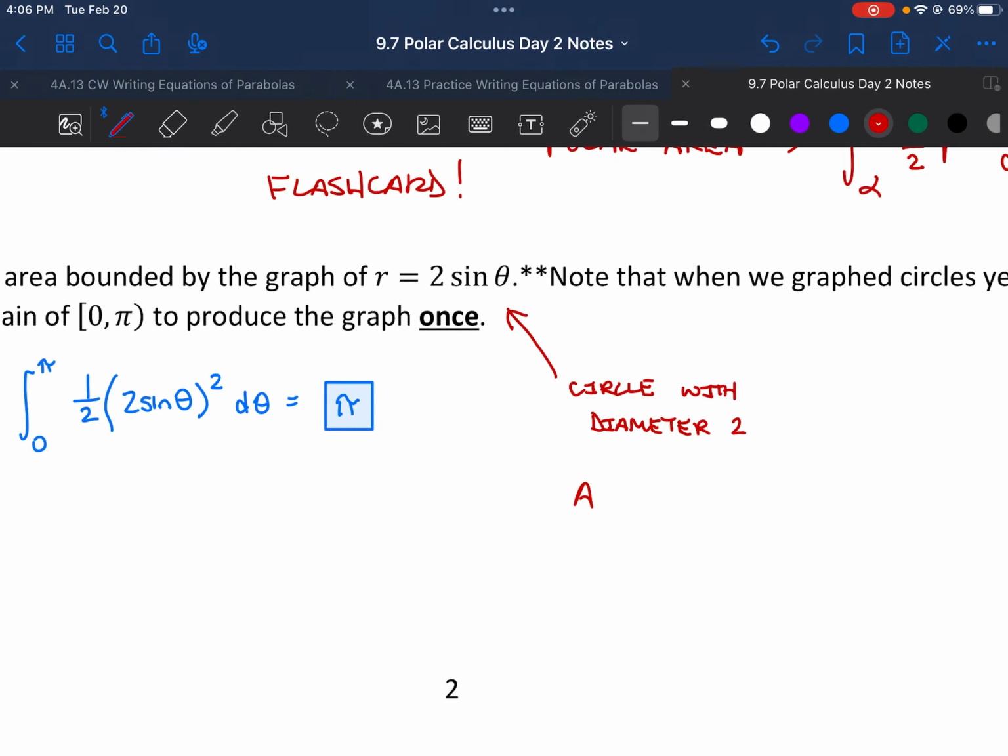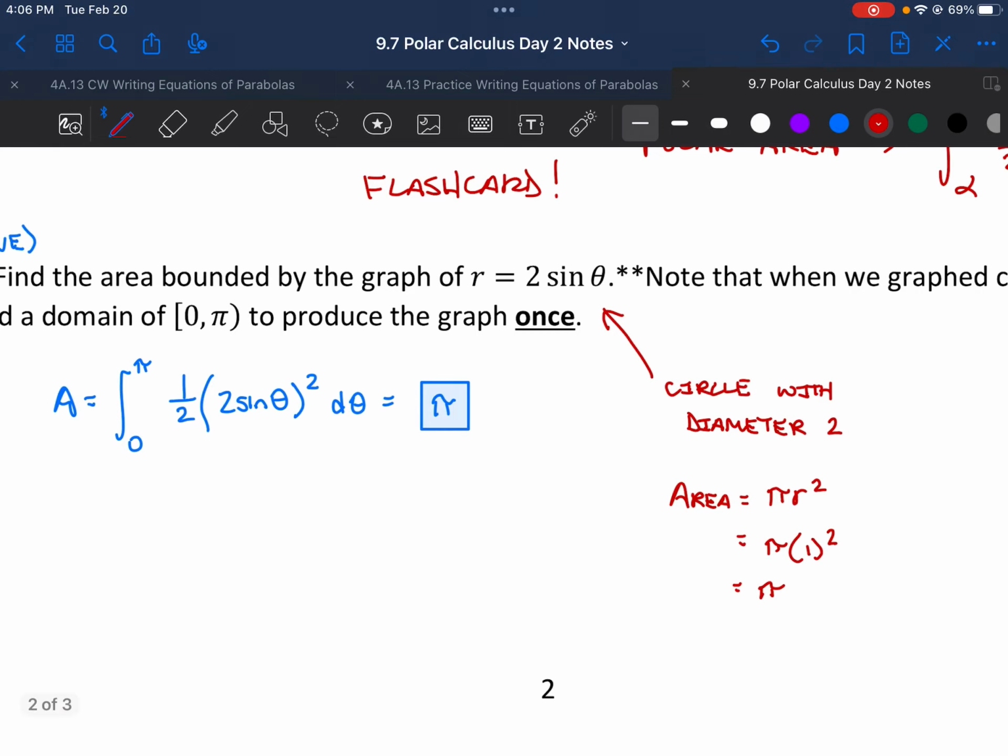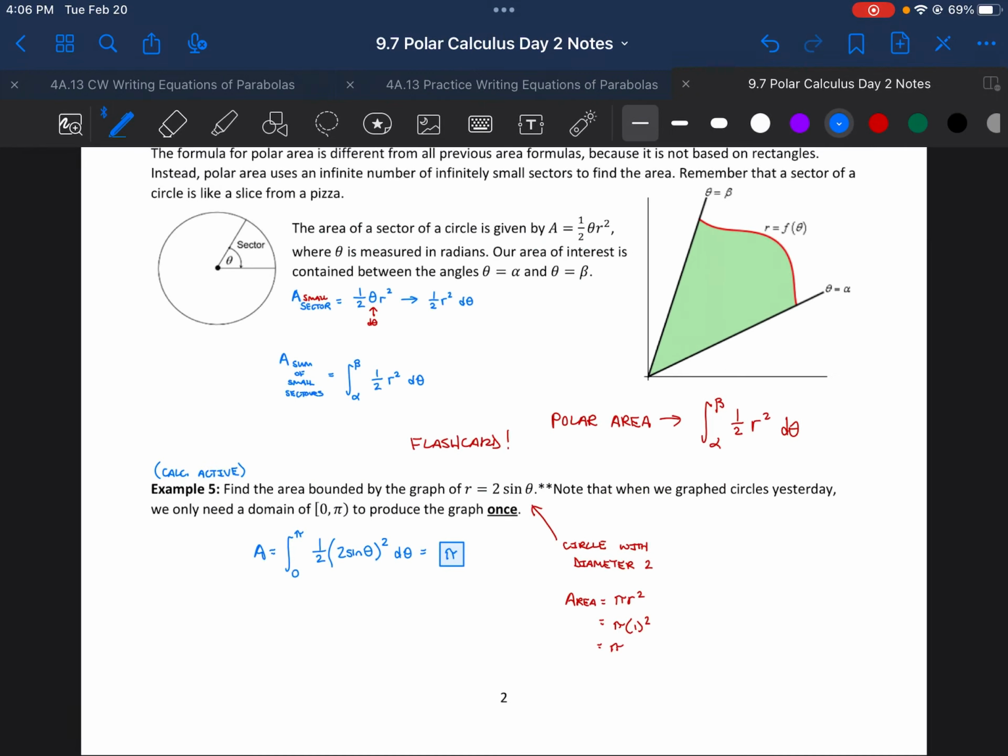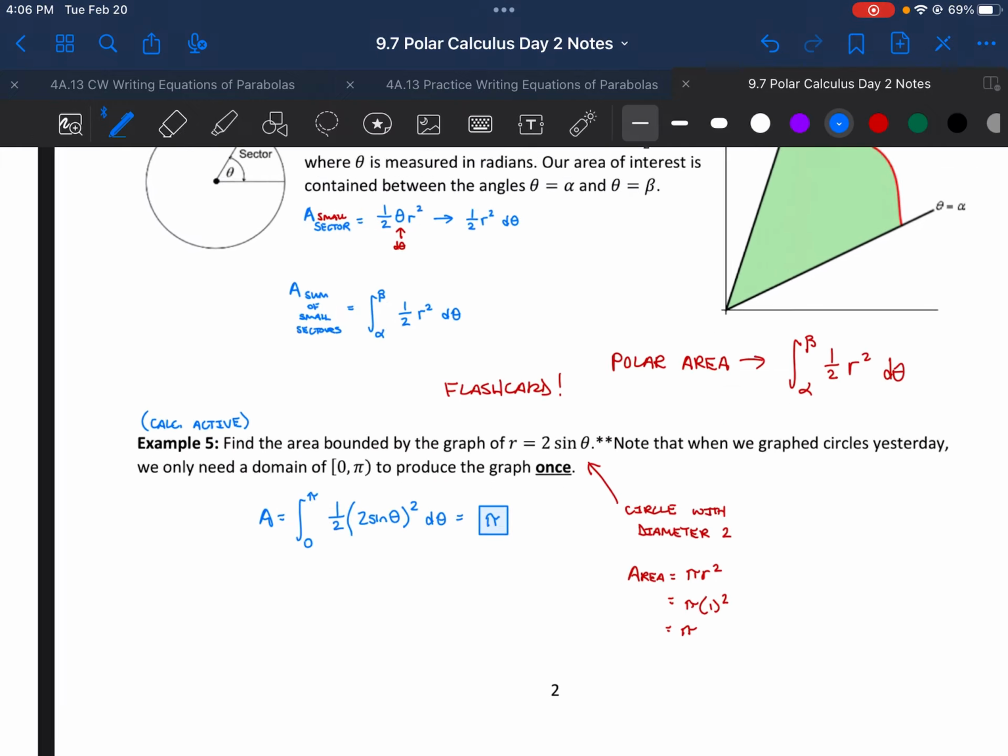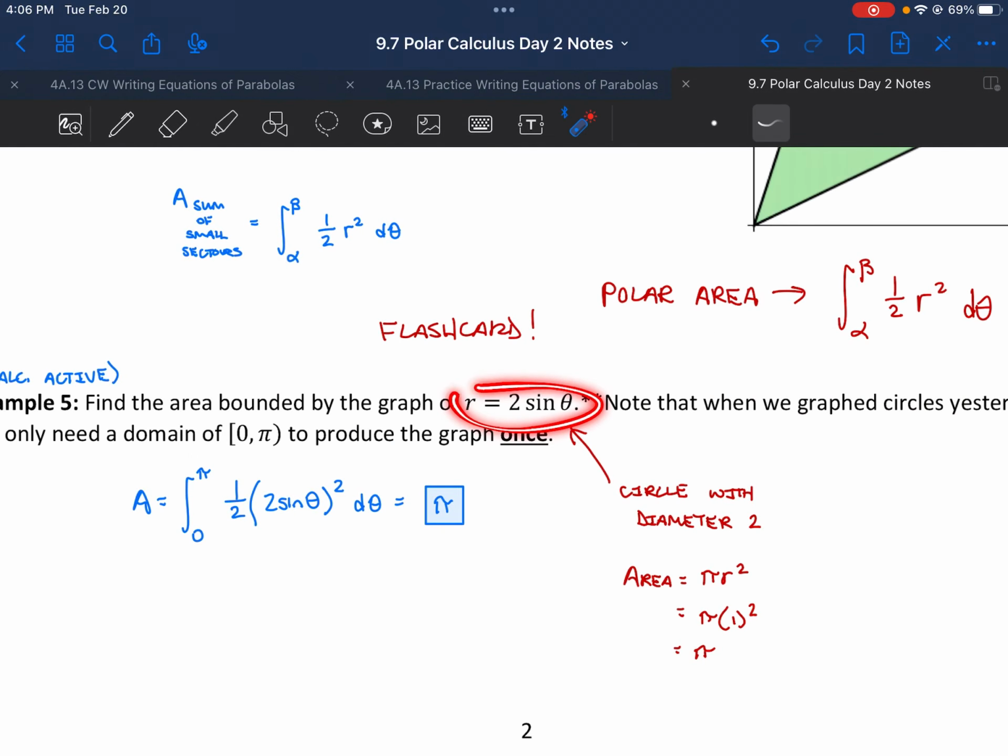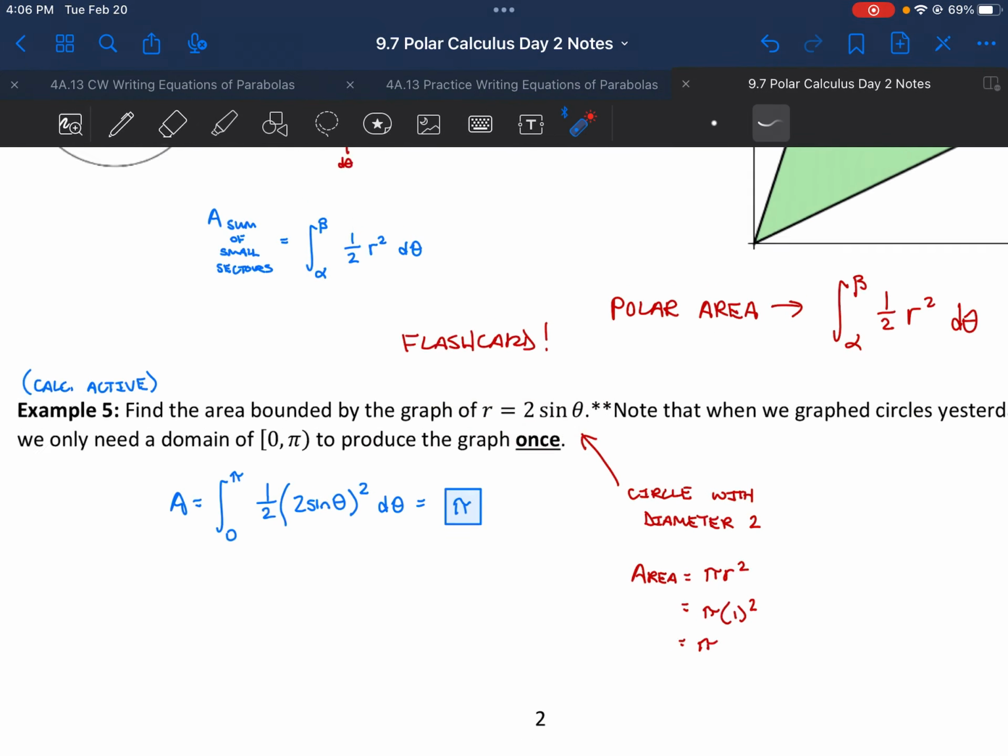Well, from geometry, we know the area of a circle is pi times the radius squared. Well, if the diameter is 2, then the radius is 1. Pi times 1 squared is just pi. You get the same exact answer. So we could use that little bit of knowledge from geometry if you can recognize that you're dealing with the equation of a circle.